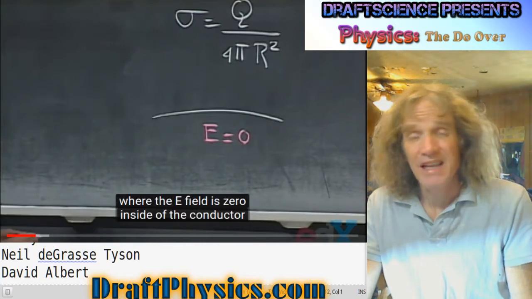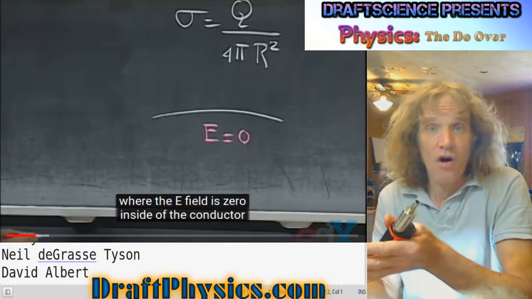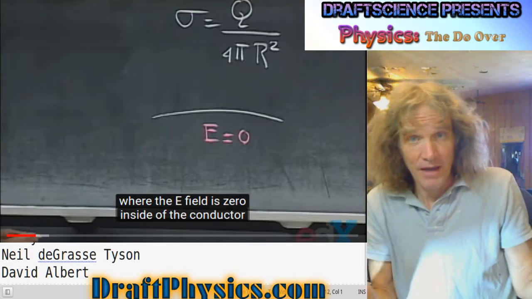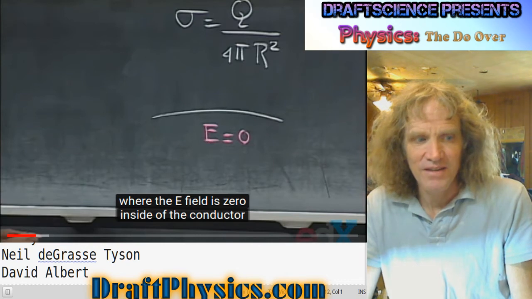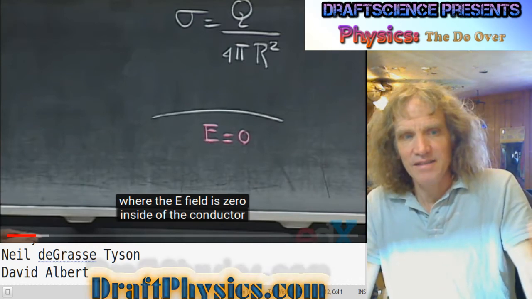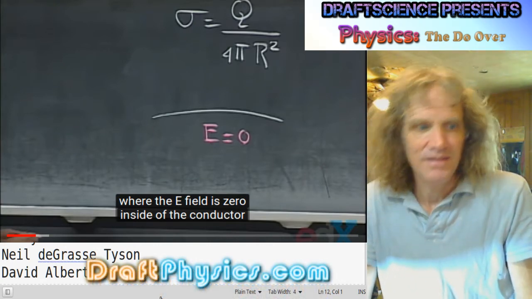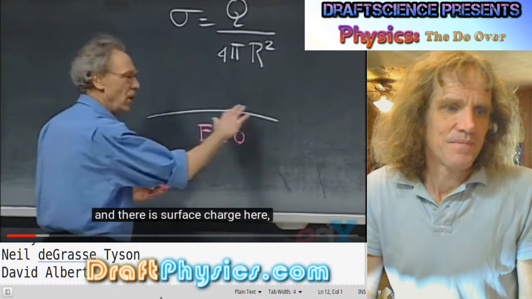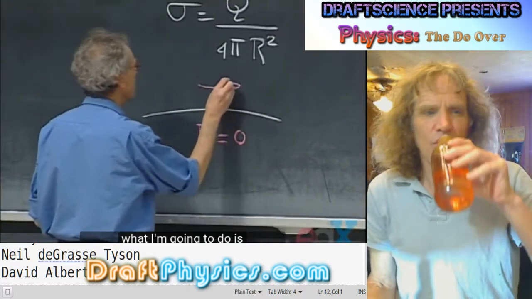So again, I would argue Gauss's law isn't a law that causes, it's a law describing effects. So the law is a consequence of the effects existing. The law isn't a description of the cause for the effect existing. And there is surface charge here. What I'm going to do is make a Gaussian pillbox.